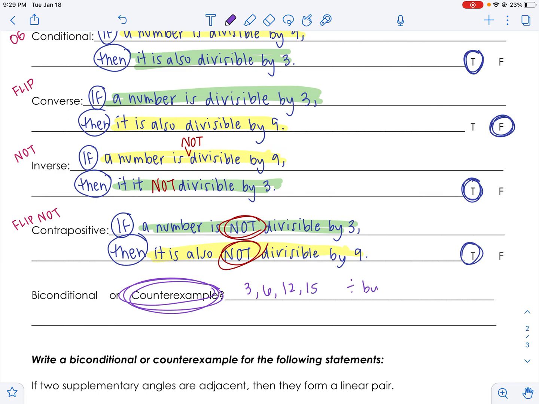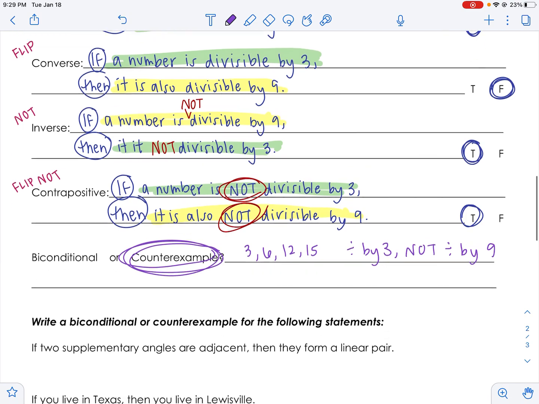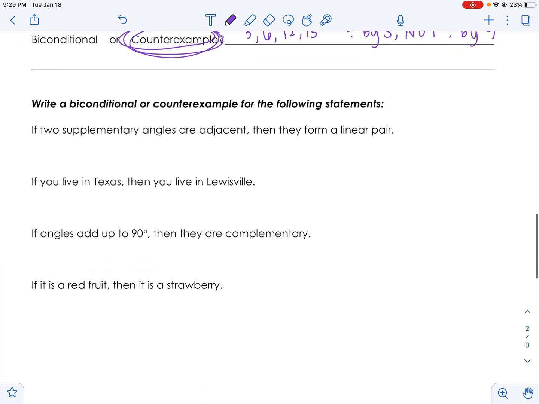They're numbers that are divisible by 3, but not divisible by 9. That's how a counterexample works. So where most students tend to struggle is with the biconditional or the counterexample part. So as you're going through here, ask yourself, biconditional means that it would work forwards and backwards. Counterexample is false. So let's take a look.